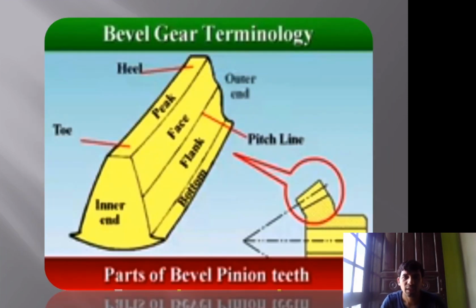So next is the dimensions of the tooth of a bevel gear. Certain points are known as toe points, as shown in the figure. There is a toe in the front, a heel in the back, a peak on the top of the gear tooth, a face of tooth, flank of tooth, outer end of the tooth, inner end, and bottom. There is also a pitch line shown in the circular portion, which passes through the whole bevel gear.